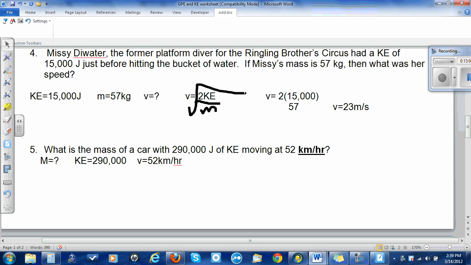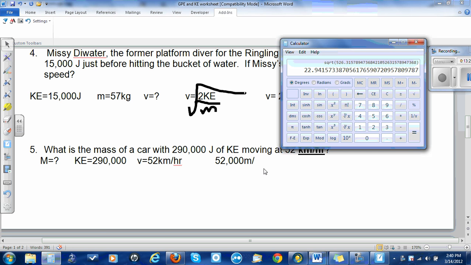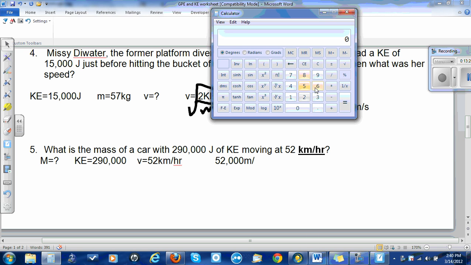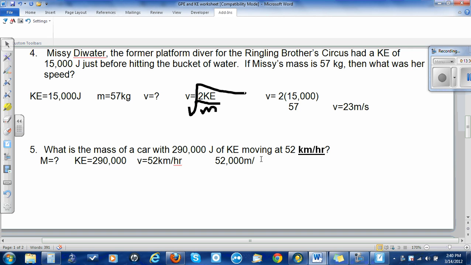So 52 kilometers to get to meters, we multiply by 1,000. So there's 52,000 meters in a kilometer. And then there are 60 times 60, and just to show you, because we're at meters per second, I'm going to use my calculator. 60 times 60 equals 3,600. So it's going to be 52,000 divided by 3,600 seconds, okay?